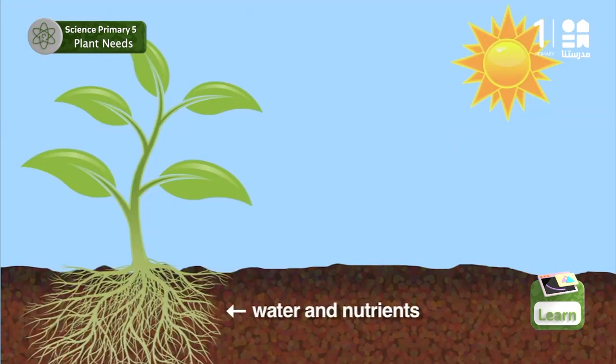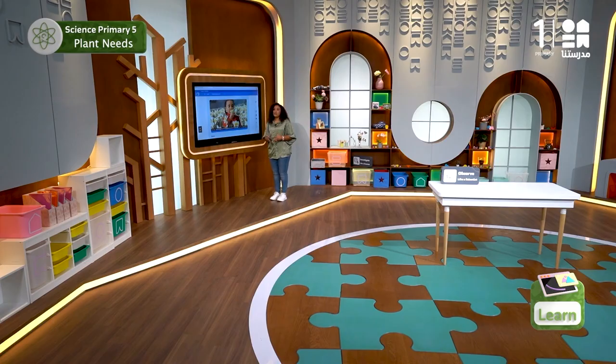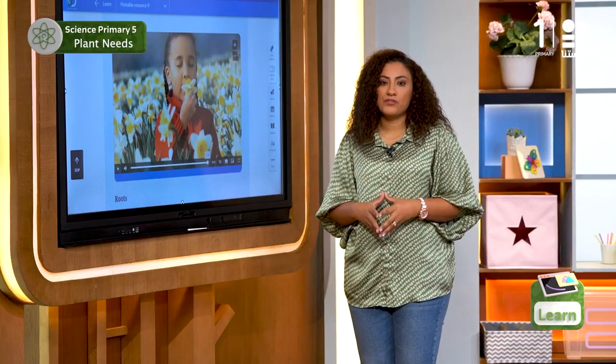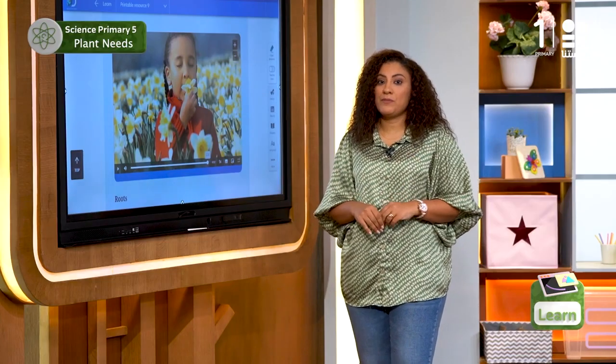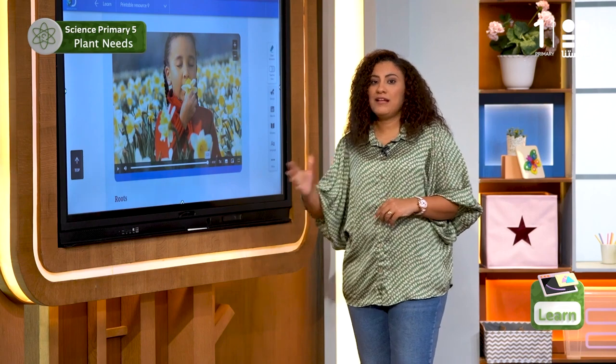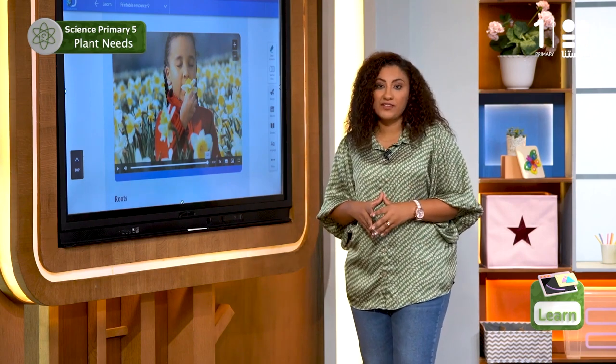Once the water and nutrients are taken in by the roots, they are transported to the rest of the plant through the stem. The first part of the video focused on the root. Did you record your observation about the role of the root? Let's see what I have recorded.